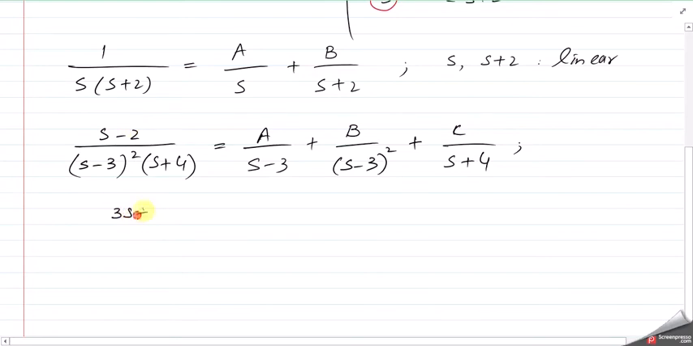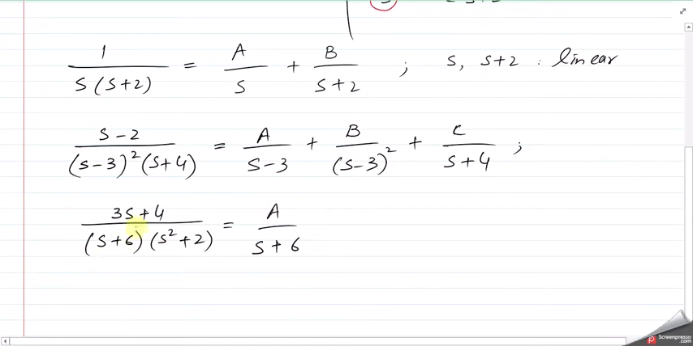Let's say we have 3s plus 4 over s plus 6 into s square plus 2. Now we have a quadratic here. So a over s plus 6, because s plus 6 is linear, plus bs plus c over s square plus 2. As you can see, s square plus 2 is quadratic. So the choice of constants for a quadratic is bs plus c, the linear form.